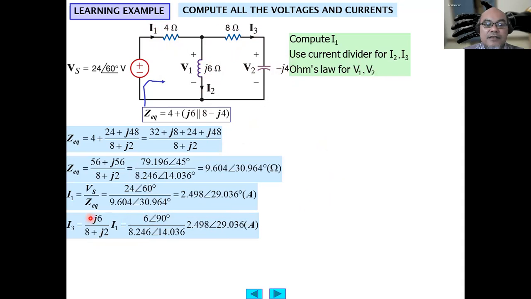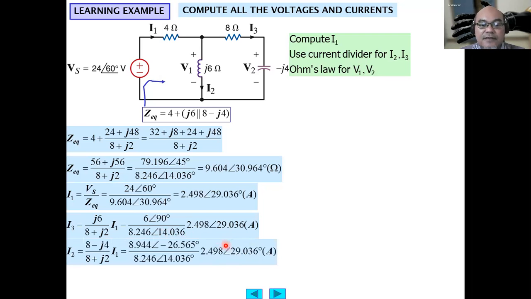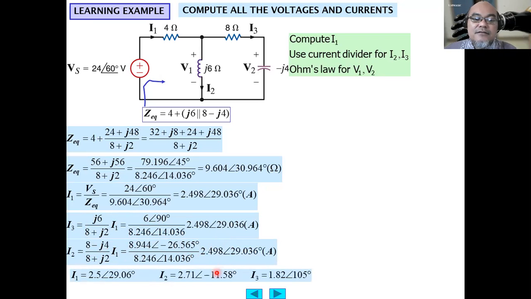Here we can convert to phasor form. j6 becomes 6 with a phase angle of 90 degrees, divided by 8.246 with a phase angle of 14.036. I2 can be calculated as well using the voltage division formula, sorry, current division. So we will obtain the value for I2 like this. I1 is this one, and I3 here.